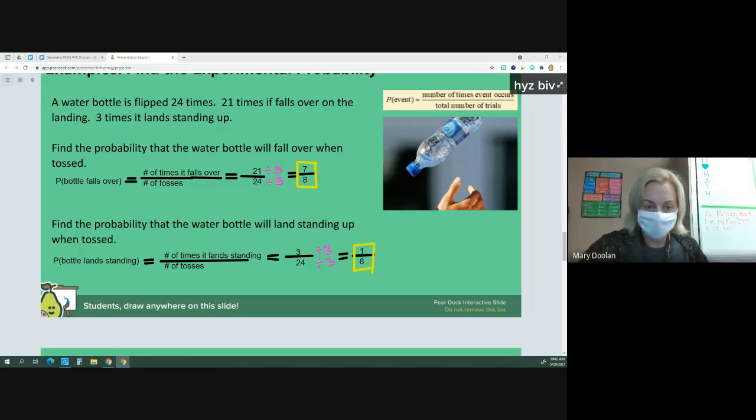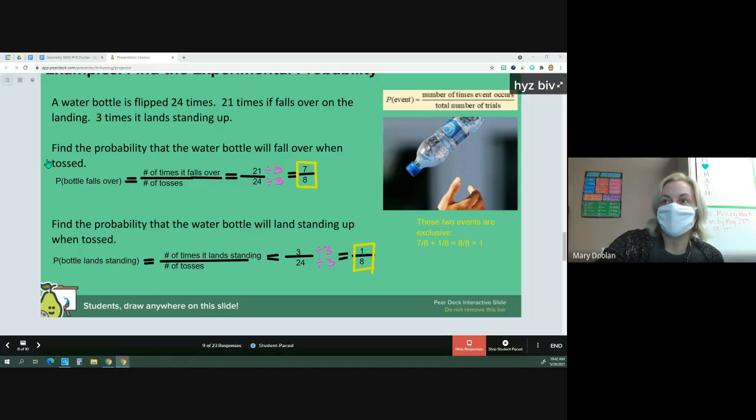So these two events are exclusive. There's no overlap between what we're talking about. So their probabilities should add to 1 in this case, and it covers all the possibilities. So 7/8 plus 1/8 is equal to 8/8, which is equal to 1.